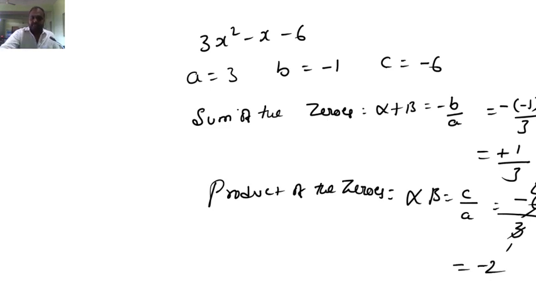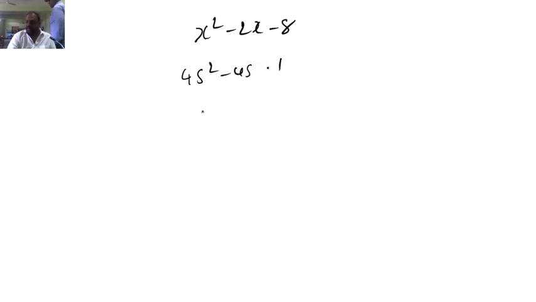So the first question is x square minus 2x minus 8. Second one, 4s square minus 4s plus 1. Third one, 6x square minus 7x minus 3.